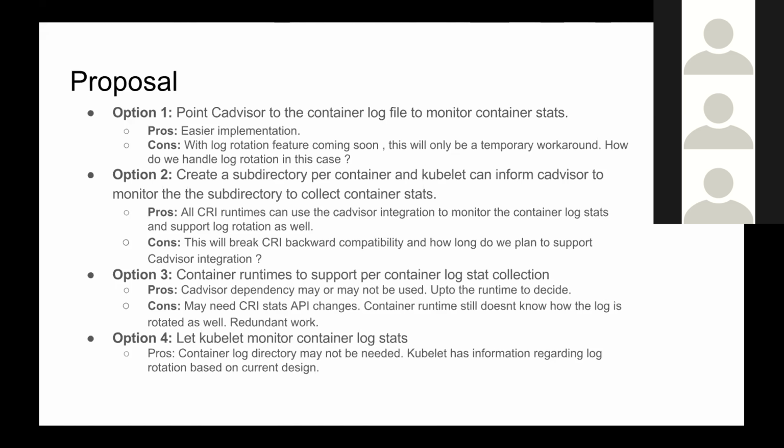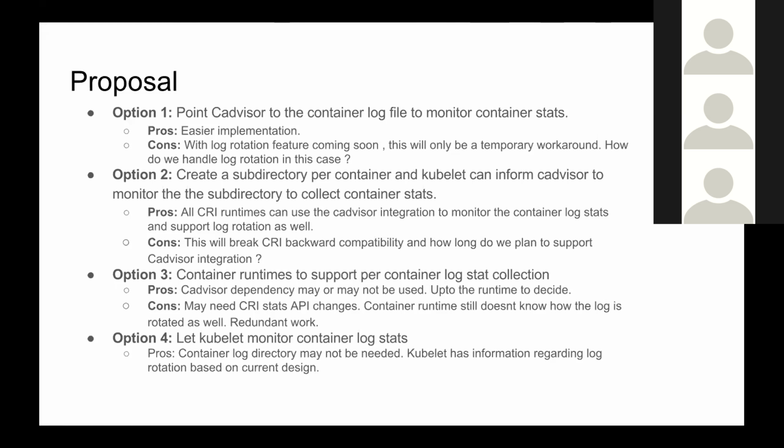The second option, which is also the preferred option, is to create subdirectories per container. Kubelet creates this subdirectory under the pod directory, and then points cAdvisor to it to collect the stats for the container. So if there is log rotation, the log files are created within the subdirectory. As long as we monitor the subdirectory, it should be associated with the pod itself. But the problem there is, again, we might break CRI backward compatibility.